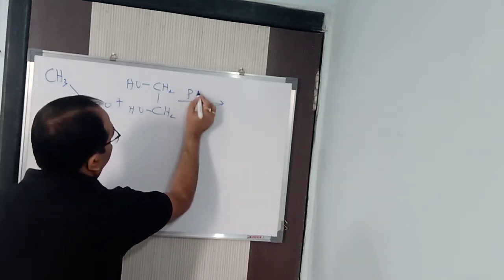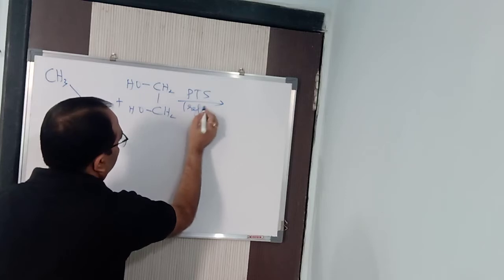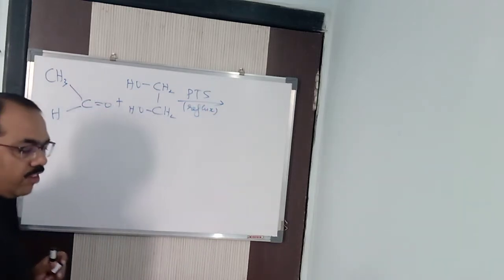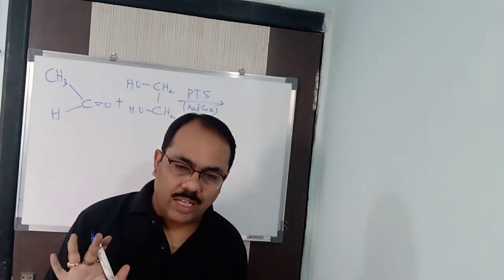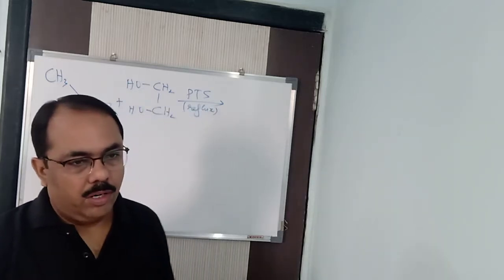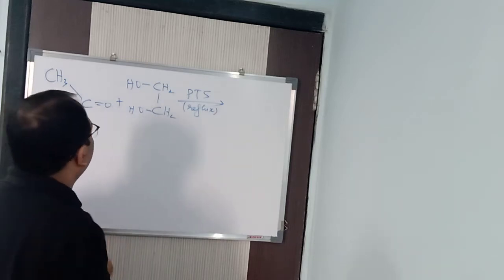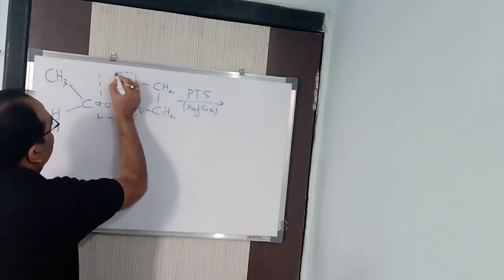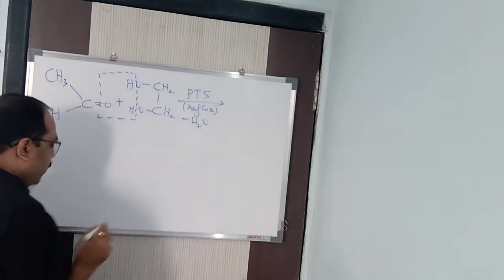In presence of PTS, reflux, refluxation is going to take place. PTS is what? Para-toluene sulfonic acid. You have studied this again in the alcohol chapter, PTS. Got it? So, para-toluene sulfonic acid reacts as a what? Dehydrating agent. It removes water, minus water. And refluxation means what?